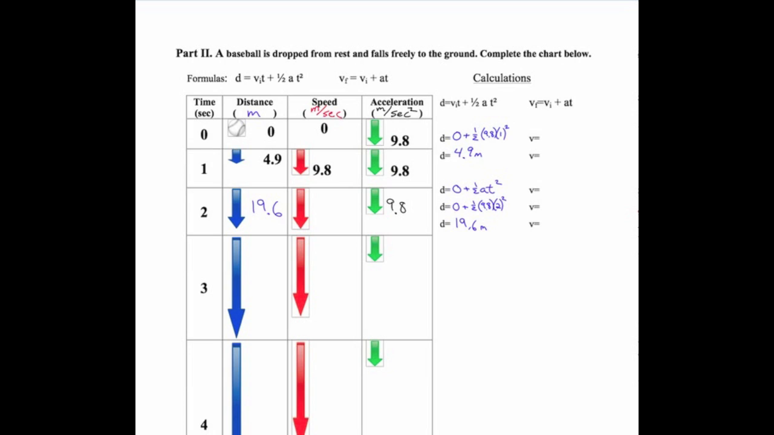Let's figure out the final speed of the baseball after 1 second. Initial velocity is 0, the acceleration is 9.8, and the time is 1 second. So we have 0 plus 9.8 times 1 is 9.8 meters per second. After 2 seconds, the baseball is speeding up. So our new time is 2 seconds, but the acceleration is still 9.8 meters per second squared. So we have 0 plus 9.8 times 2 is 19.6 meters per second. We can do the same thing for the speed at 3 seconds and 4 seconds. The acceleration remains 9.8 meters per second squared.